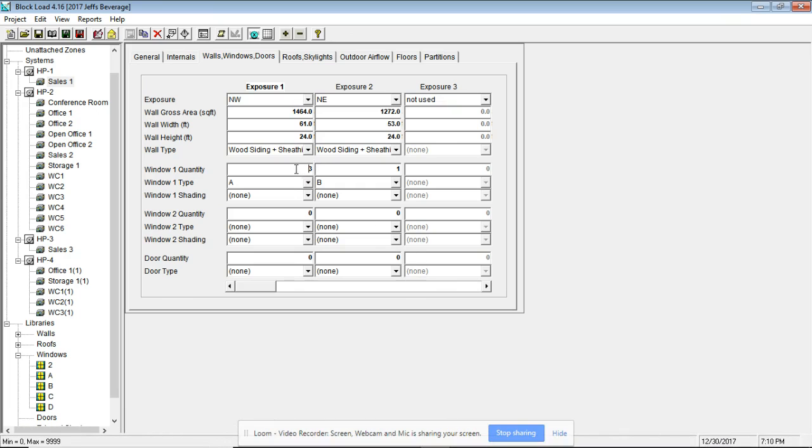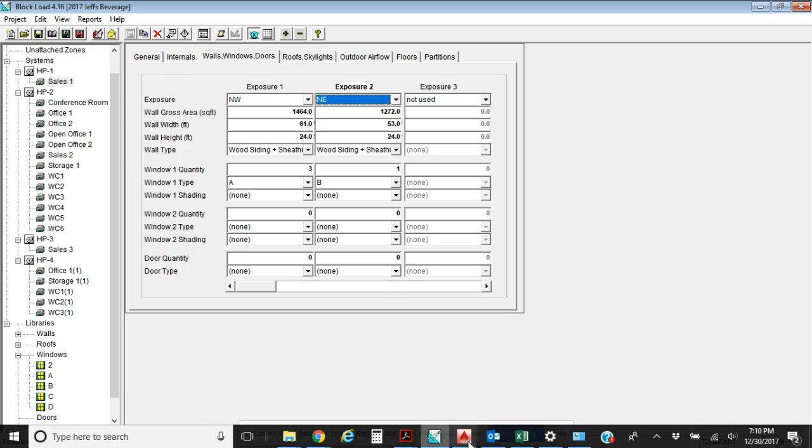So it says here it's 61 feet, and if we just looked at this, the height of the wall, it's 24 feet, 61 feet long. There's 3 windows A, and of course there's no shading. We talked about that. Then let's look at the other elevation, the other exposure, exposure number 2.